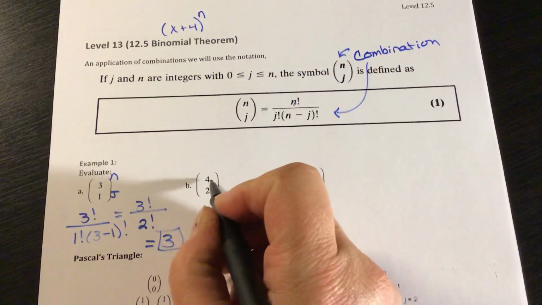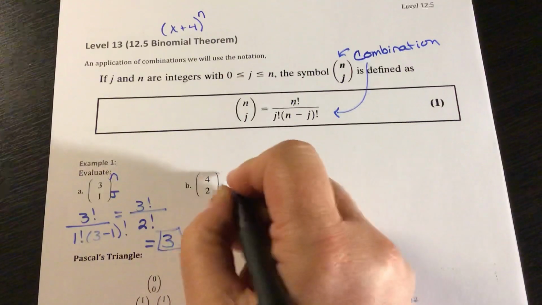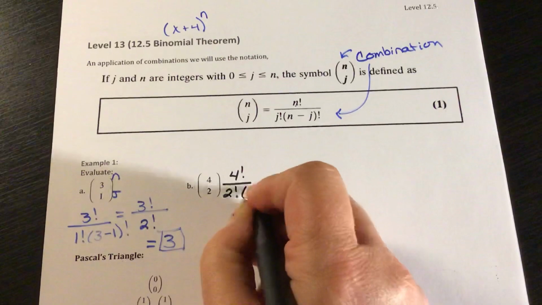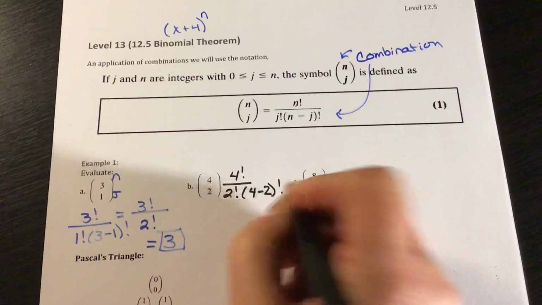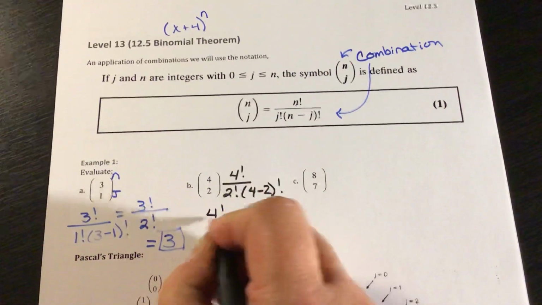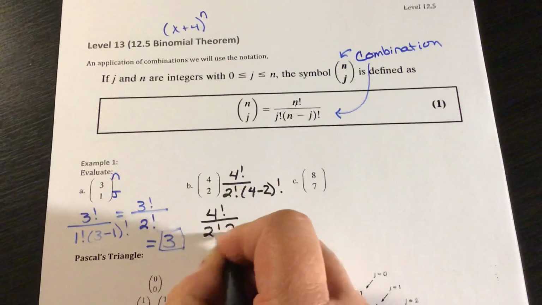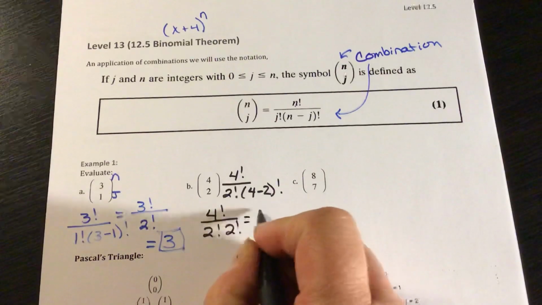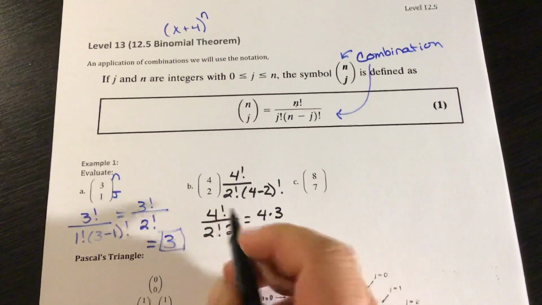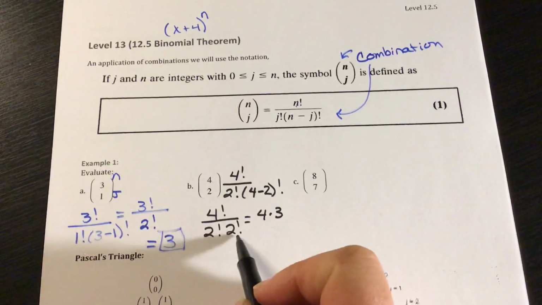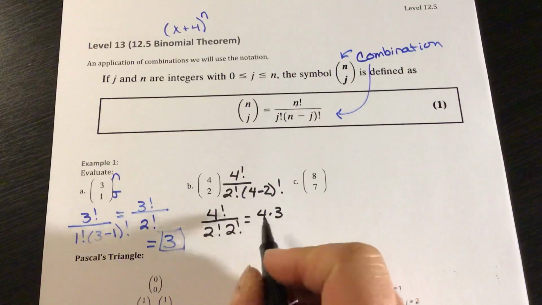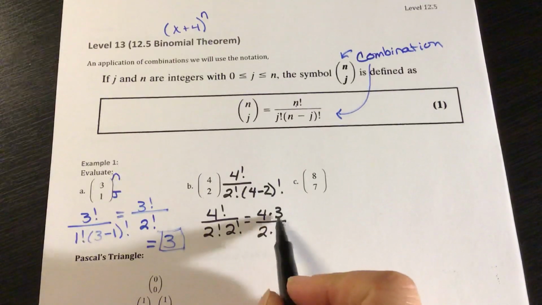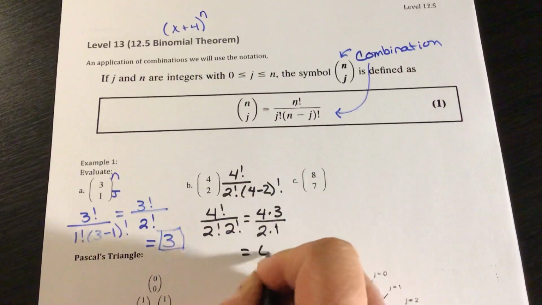How about if I have 4 choose 2? So this would be 4 factorial over 2 factorial and then 4 minus 2 factorial, or 4 factorial over 2 factorial 2 factorial. So this would be 4 times 3, and the 2 times 1 will cancel with one of the 2 times 1s. And then I'm left with a 2 times 1. So 4 times 3 is 12, divided by 2 is 6.